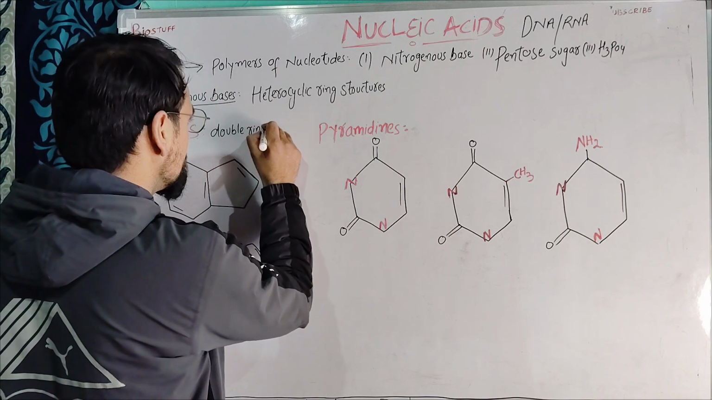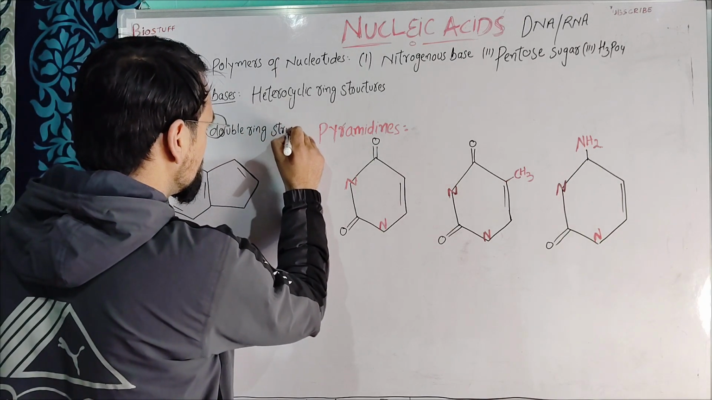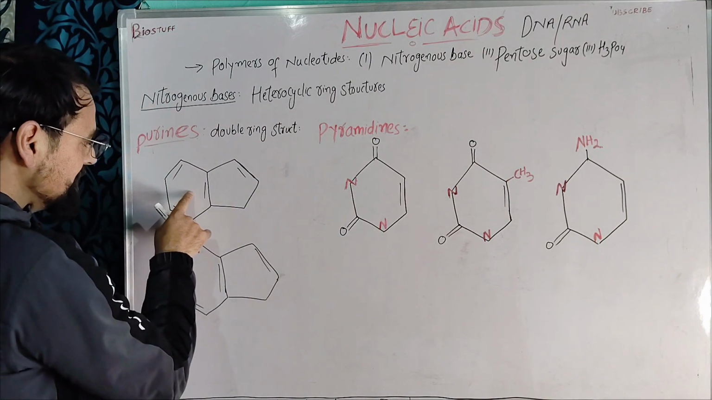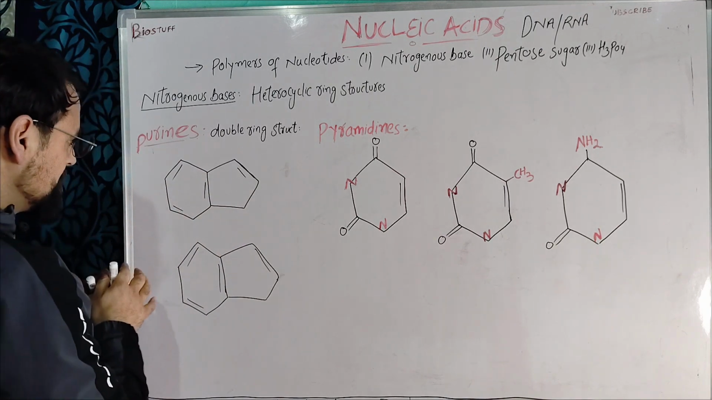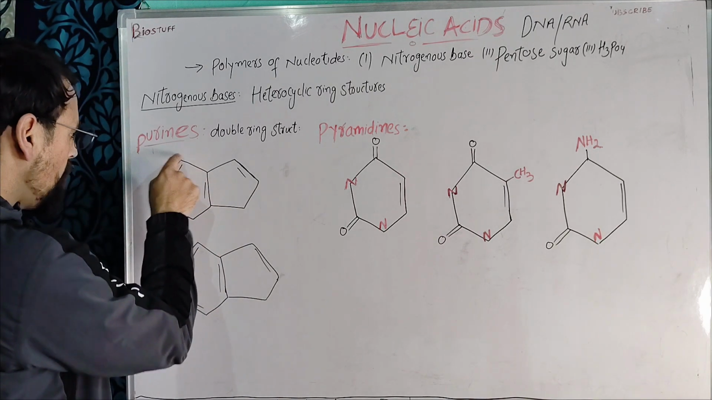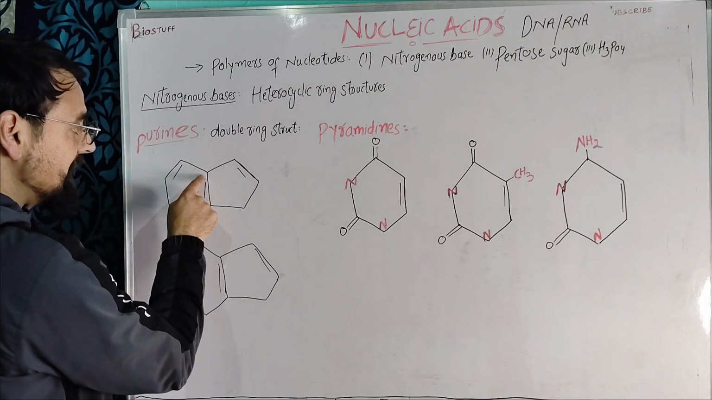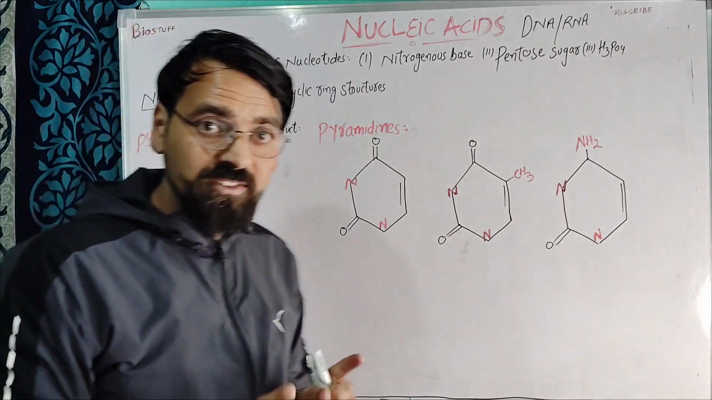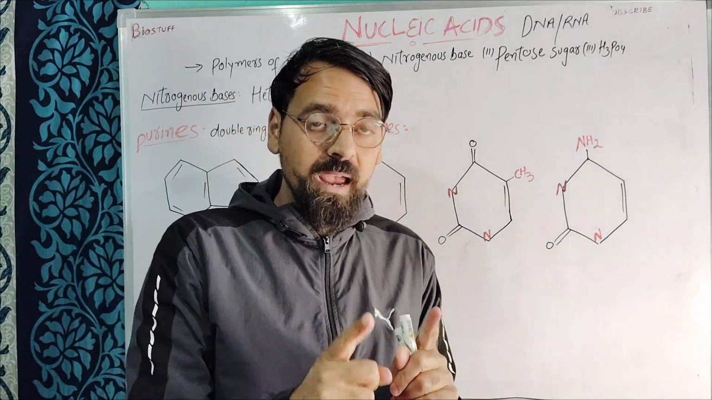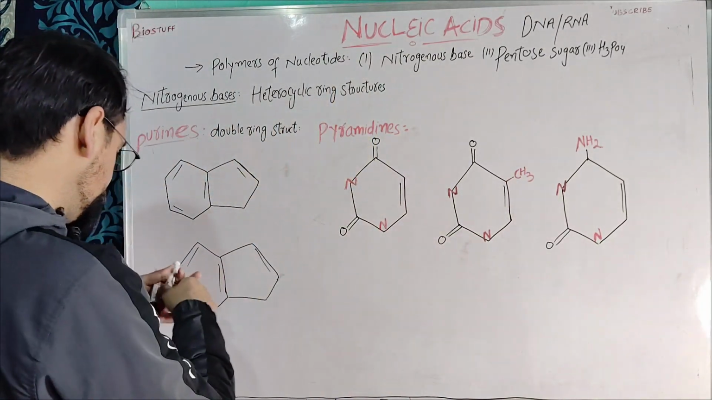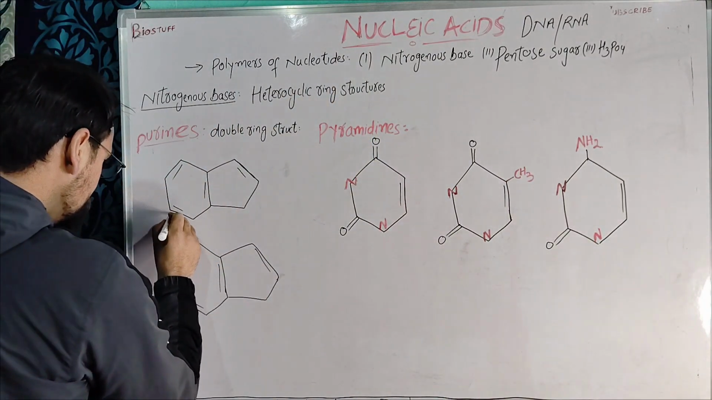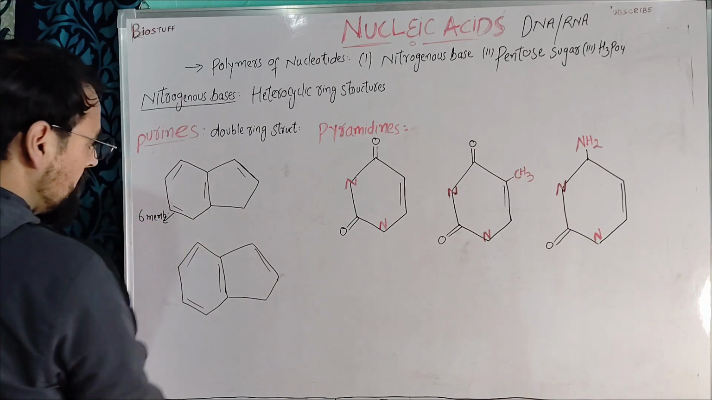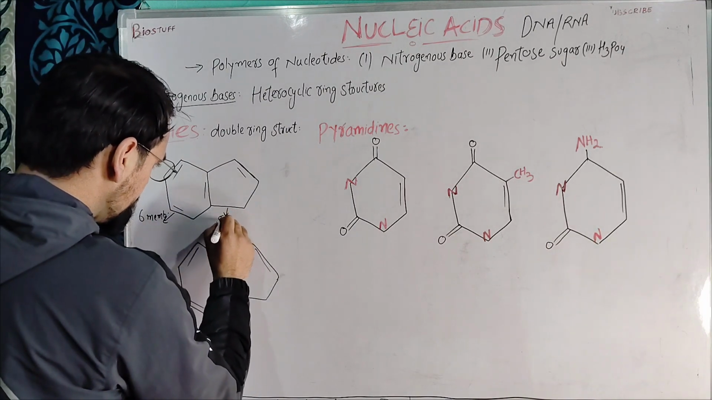As you can see, my dear friends, this is the one ring, this is the second ring. And this ring, this is the six membered ring. We can see 1, 2, 3, 4, 5, 6. And another ring is 1, 2, 3, 4, 5. So purines are double ring structures. One ring is six membered and the second ring is five membered. So this is a six membered ring, and this is the five membered ring.